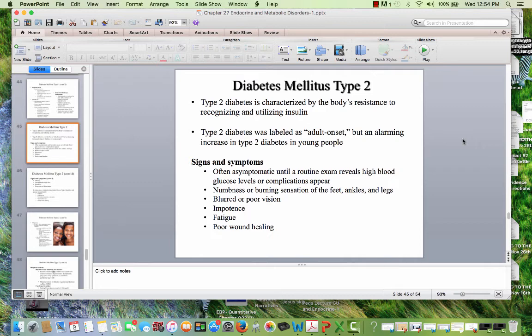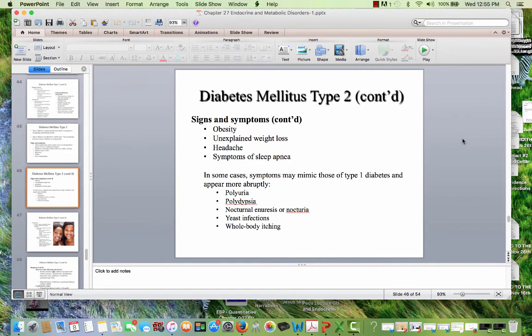They're being put up on PowerPoint. It can lead to being impotent, fatigue, poor wound healing, numbness or burning sensation of the feet, ankles, and legs. Of course, I mentioned obesity, unexplained weight loss all of a sudden, headaches, symptoms of sleep apnea as well, because it's usually secondary to the obesity. In some cases, symptoms may mimic those of type 1 and appear more abruptly. So they might have the polyuria, polydipsia, the nocturnal bedwetting, yeast infections, and whole body itching.